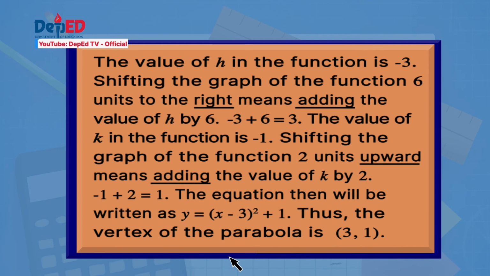The value of h in the function is negative 3. Shifting the graph of the function 6 units to the right means adding 6 to the value of h. Negative 3 plus 6 equals 3. The value of k in the function is negative 1. Shifting the graph 2 units upward means adding 2 to the value of k. Negative 1 plus 2 equals 1. The equation then will be written as y equals the square of the binomial x minus 3 plus 1. Thus, the vertex of the parabola is the ordered pair with coordinates (3, 1).